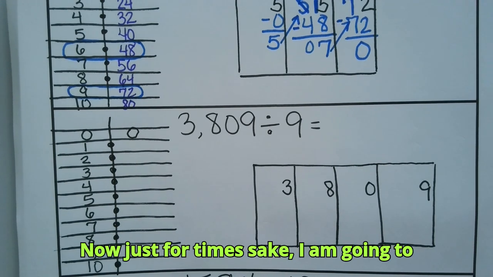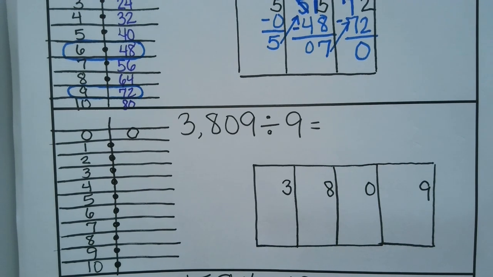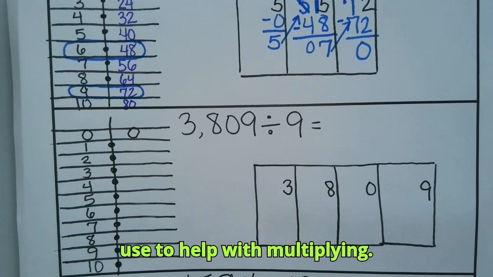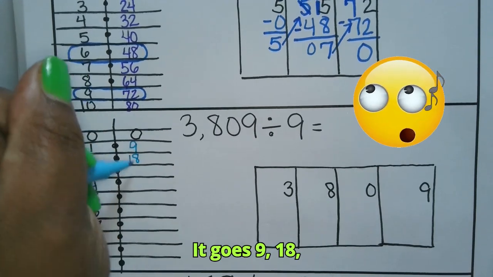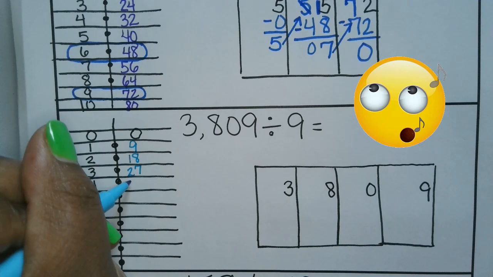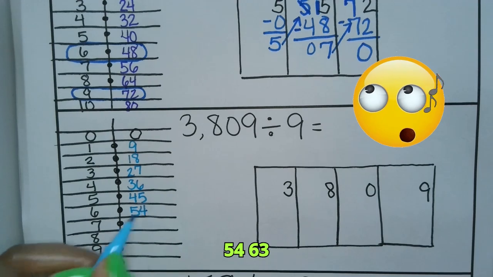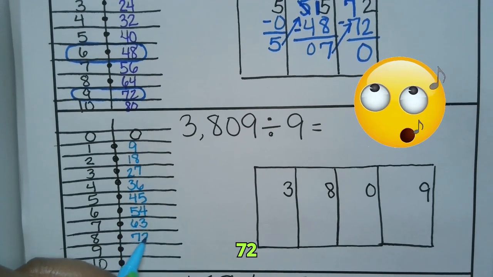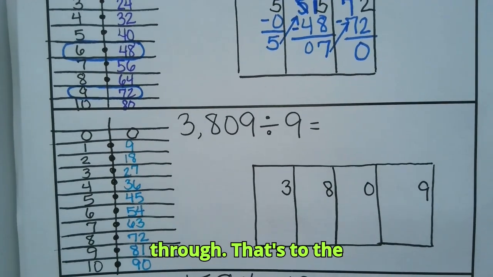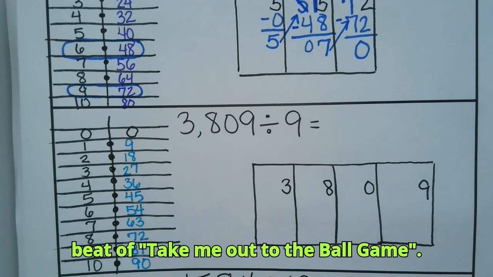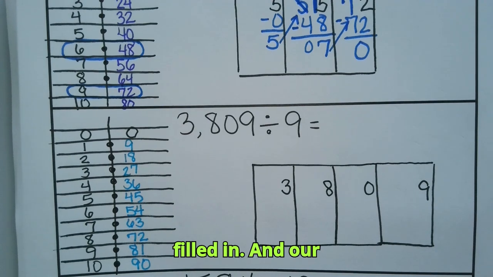Now, just for time's sake, I am going to use a skip counting song by 9s that I use to help with multiplying. It goes 9, 18, 27, 36, 45, 54, 63, 72, 81, 90, we're through. So that's to the beat of Take Me Out to the Ball Game. Just a quick way to get those 9s filled in.